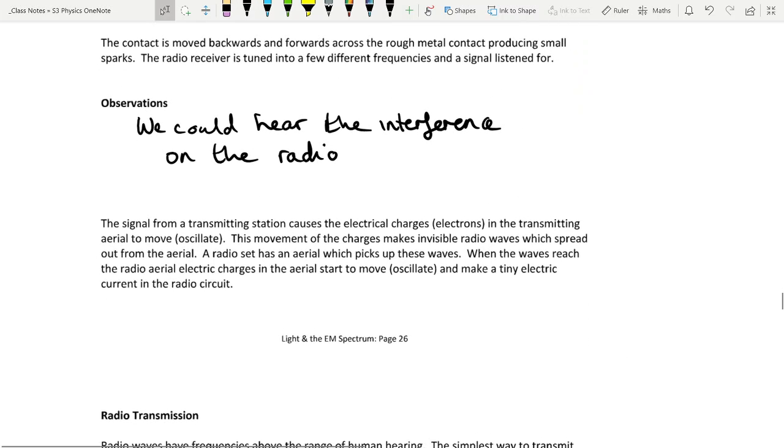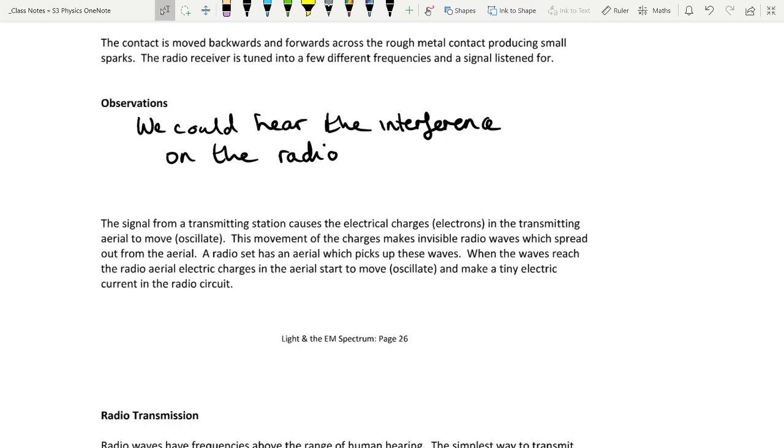And you can tune it to different frequencies as well. Even if you have it on no radio station, you can still hear it. So if you wanted to transmit a secret message, that's how you do it.